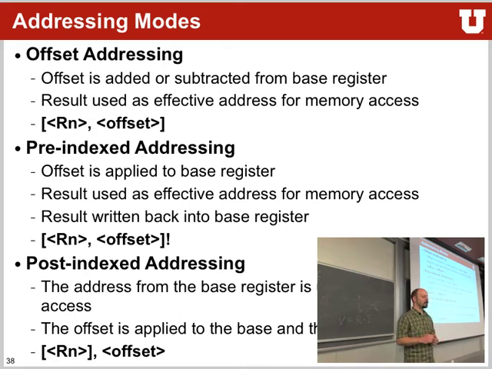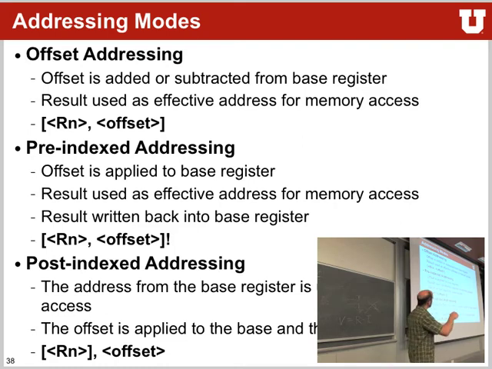So offset addressing is when you have a register and an offset to it. So the load or the store instruction will go and get that memory address. It will take the base of the register, add whatever is in the offset to that base address, and get that out of memory. But it won't change the register itself.